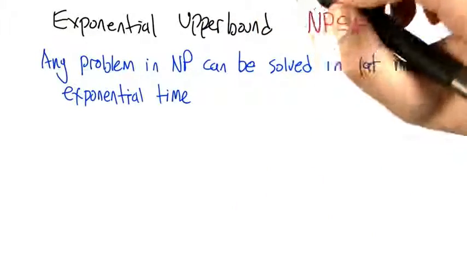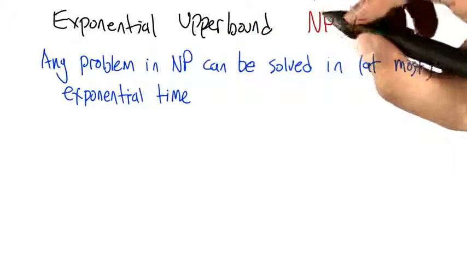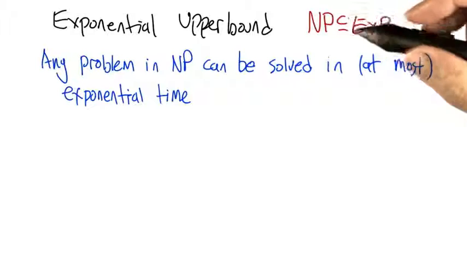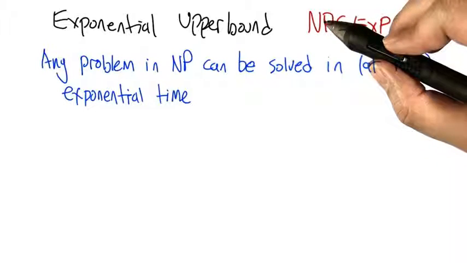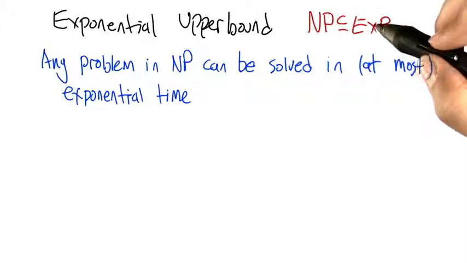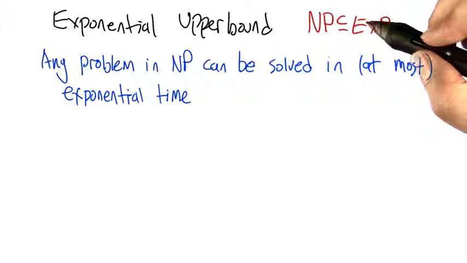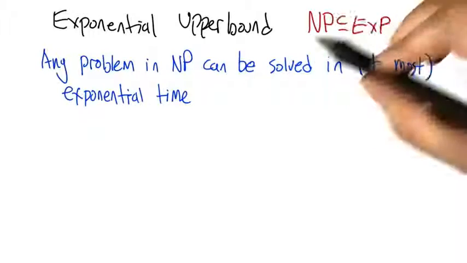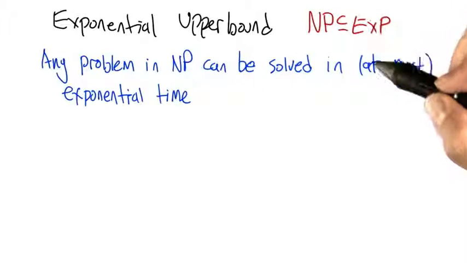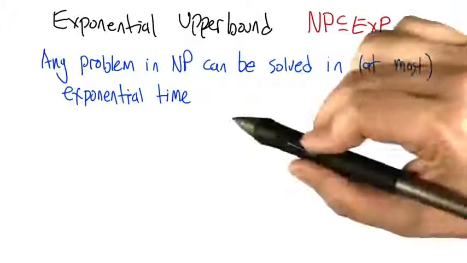There's a useful thing to note: there's a relationship between the class NP and the class of problems that are solvable in exponential time. Any problem that's in NP is also going to be solvable in exponential time. So the set of exponential time solvable problems includes NP. Now, by includes, I mean that it takes at most exponential time.